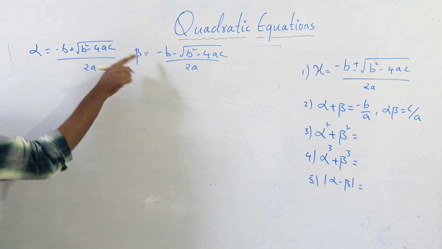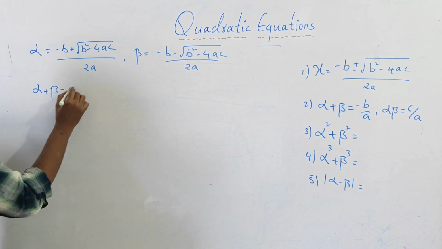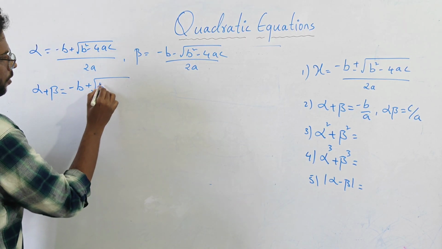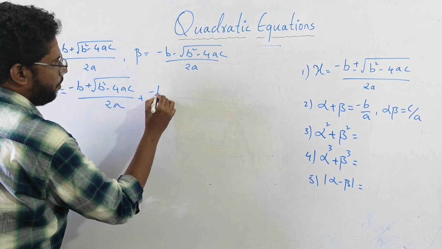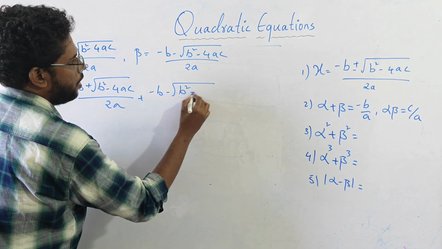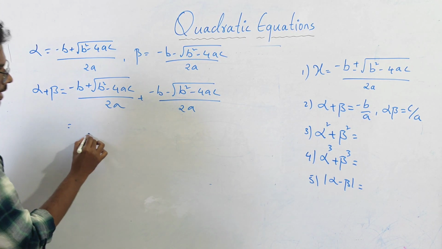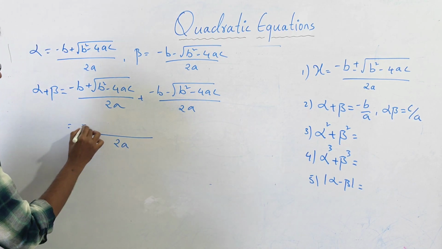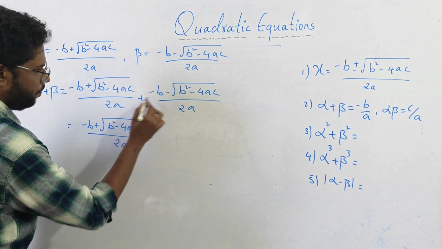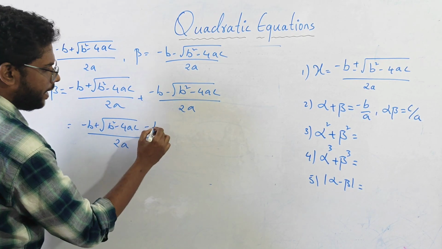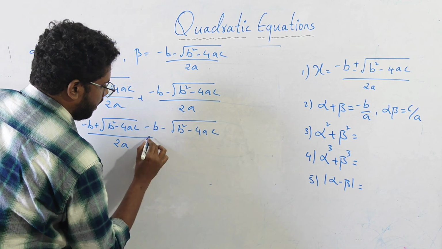Now what I will do, I will add these two. So what do I get? Now I'm adding alpha plus beta. So what do you get? Minus b plus under root b square minus 4ac by 2a plus minus b minus under root b square minus 4ac by 2a. Take the LCM. What LCM do you get? 2a is the LCM. Now minus b plus under root b square minus 4ac, plus minus b minus under root b square minus 4ac, correct?